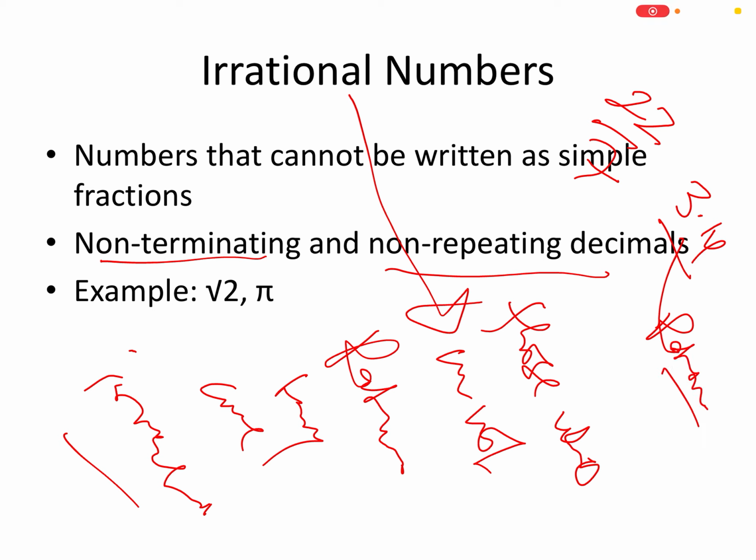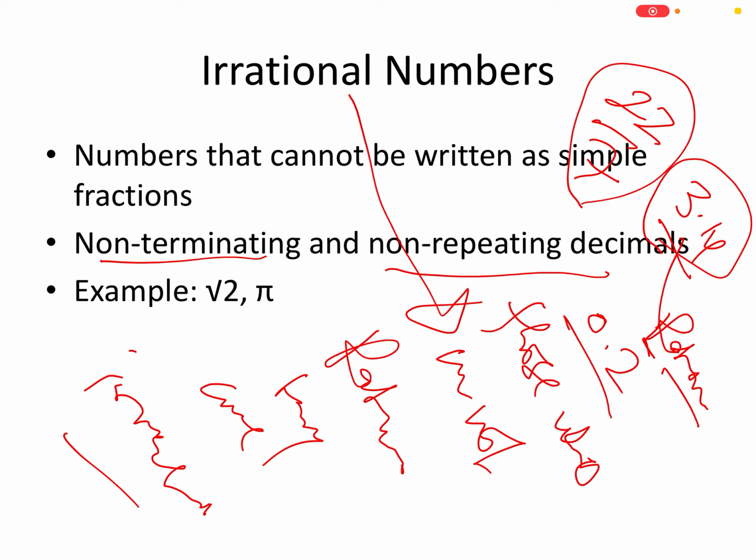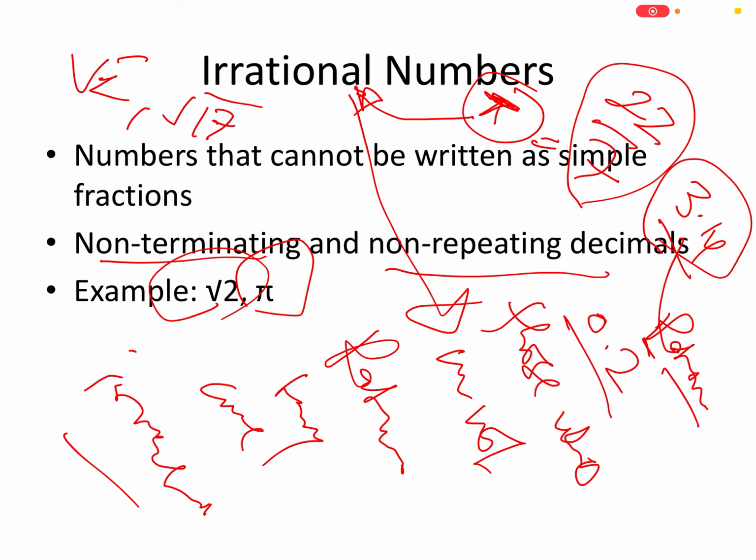I just forgot to mention, 0.2 is also a rational, not irrational. But if I put a bar, then it converts into an irrational. So 22 by 7, 3.14, they are rational numbers. But if you take the value of pi, then pi would be irrational. Please make sure of that. Okay, all root numbers are also irrational. Please keep that in mind.